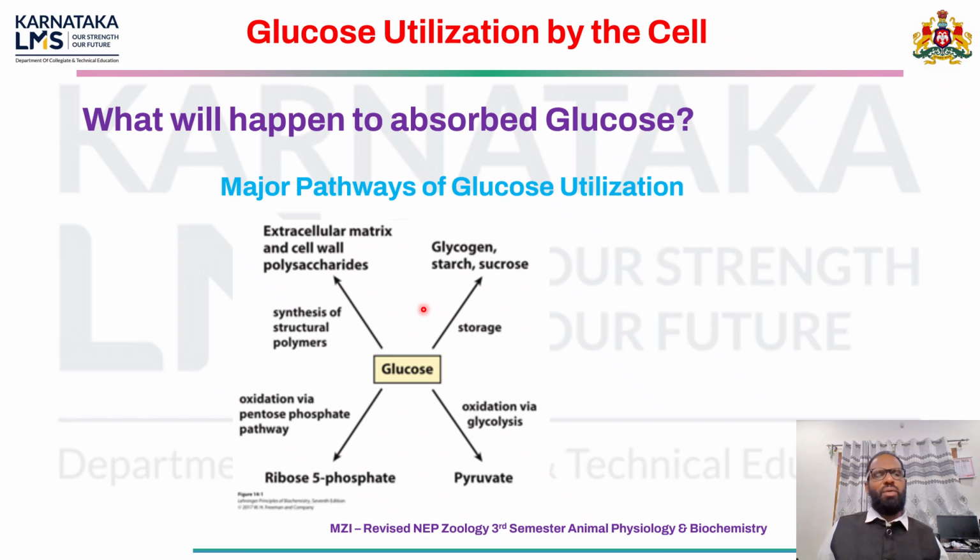In the ECM, you can find that different types of polysaccharides are present. These heteropolysaccharides, along with the proteins, are responsible for the formation of the extracellular matrix. In this way, the glucose which is taken by the organism is going to be utilized in one of these four major important pathways.